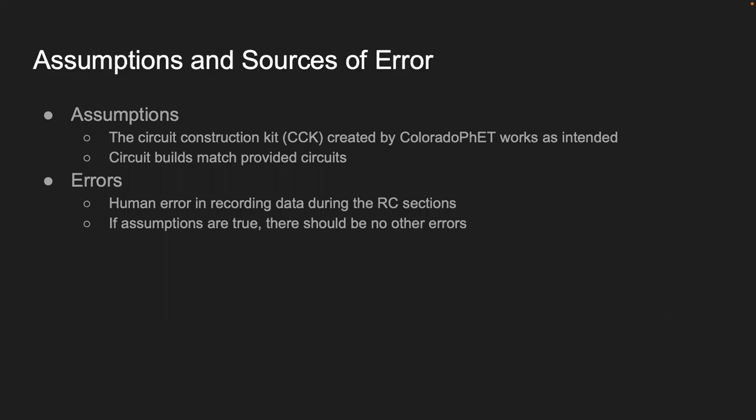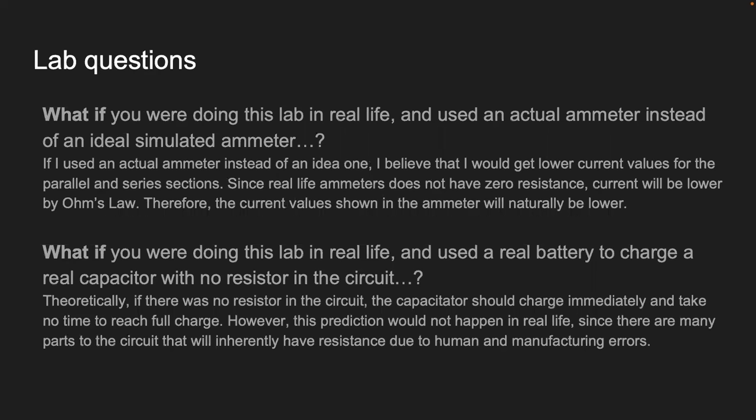There are two assumptions for this lab. The first is that the circuit construction kit created by Colorado works as intended, and that the circuit builds match the provided circuits. There are also two errors that could have arisen from this lab. The first is human error in recording the data during the RC sections, and if the assumptions are true, then there should be no other errors.